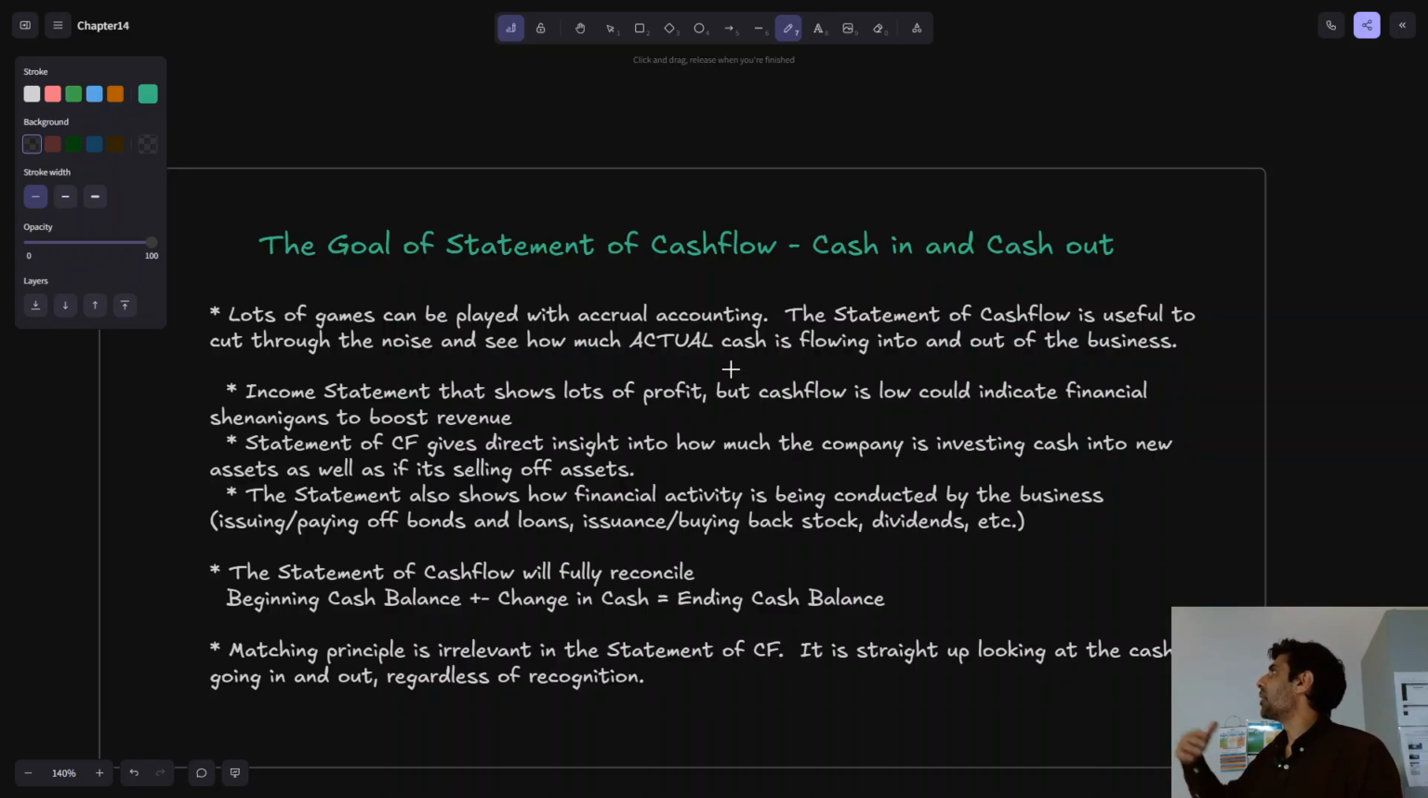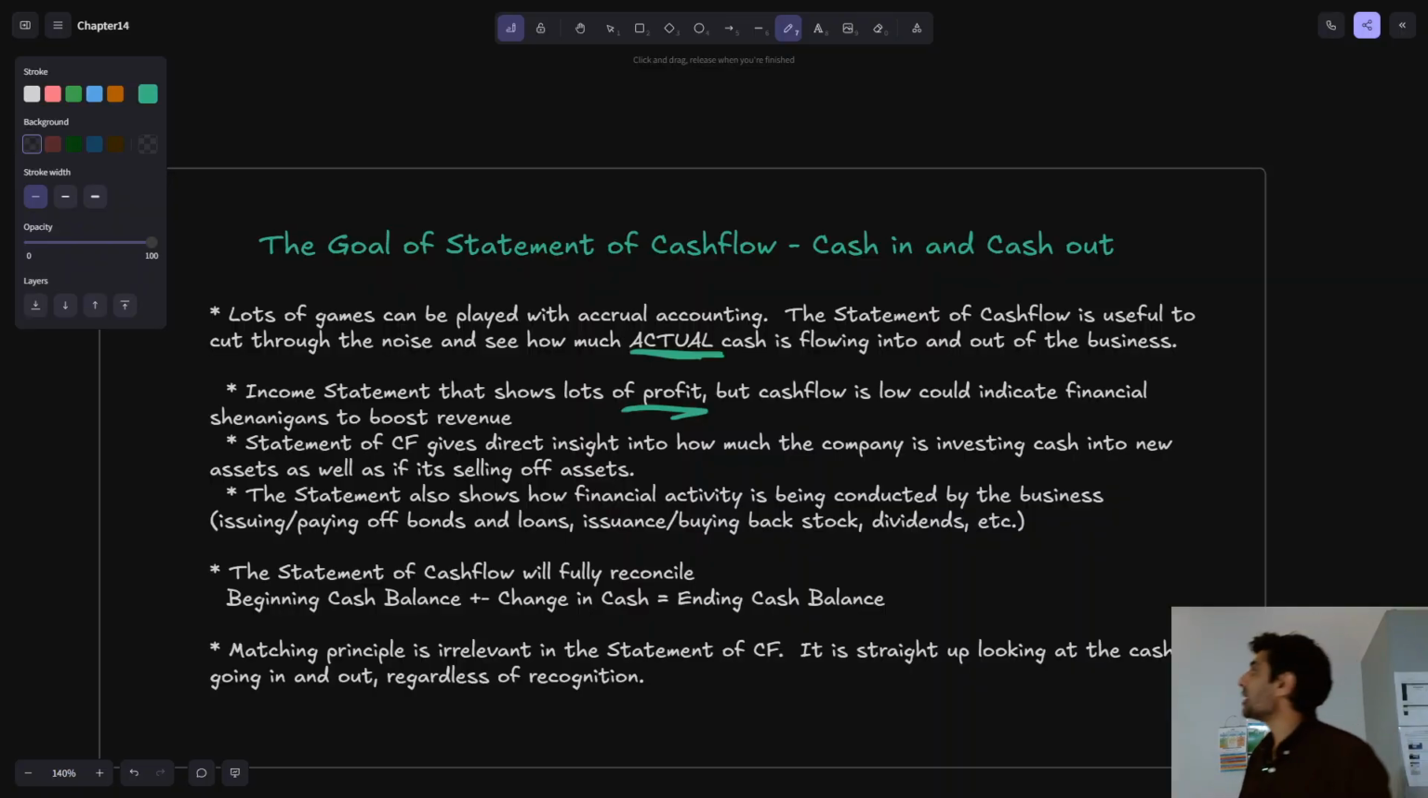The statement of cash flow on its own is not as useful as the statement of cash flow as part of this package of financial statements. But it is an important one. Again, we're trying to see how much actual cash is flowing in and out of the business. For example, on the income statement, you can show a lot of profit, but the cash flow could be low.